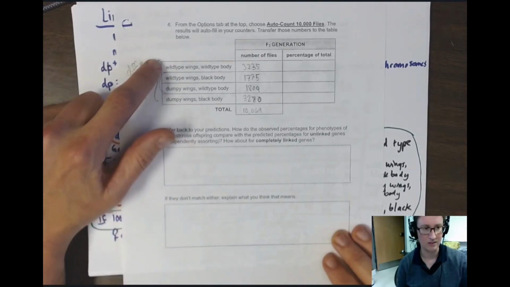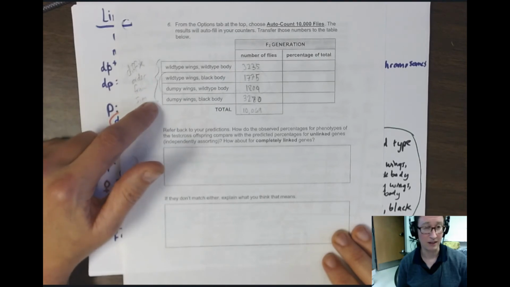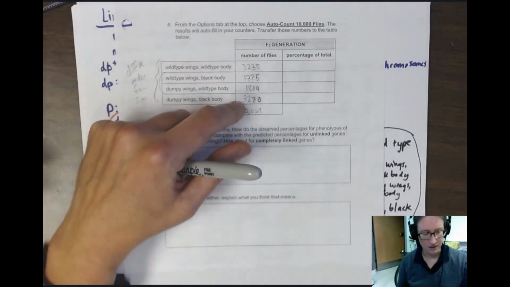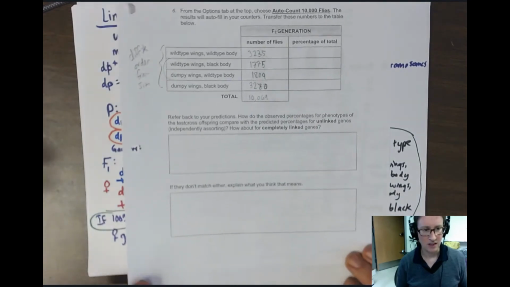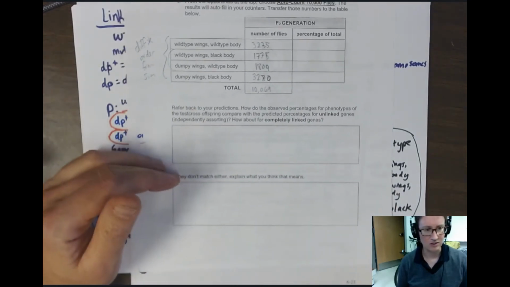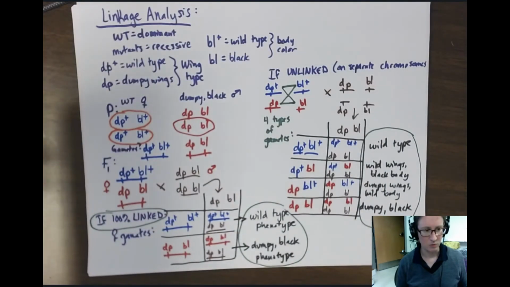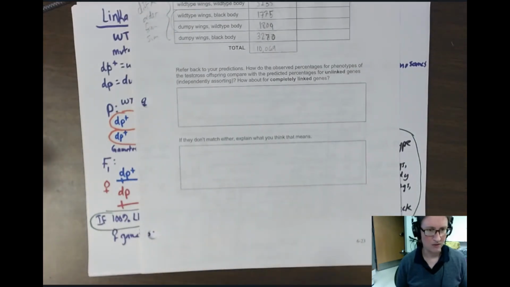So this is organized by wild type, black body, dumpy wings, wild type body, dumpy wings, black body. So just make sure you make note of that. So you're going to need to count up the total number of flies of each type, get a total, look at percentages, then answer these questions about these predictions based on whether the genes are completely linked or unlinked. Okay? Once you've got all that, then you're going to be set up for some of the chi-square analyses we're going to do for this part of the lab.